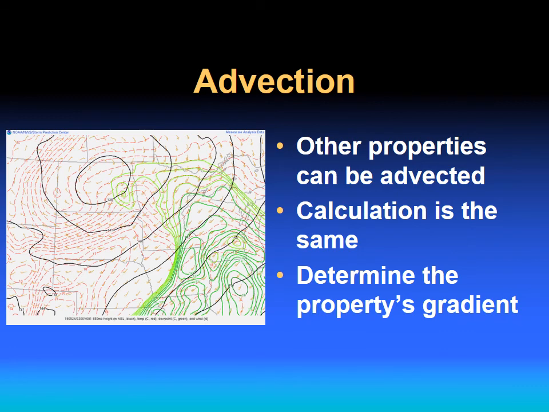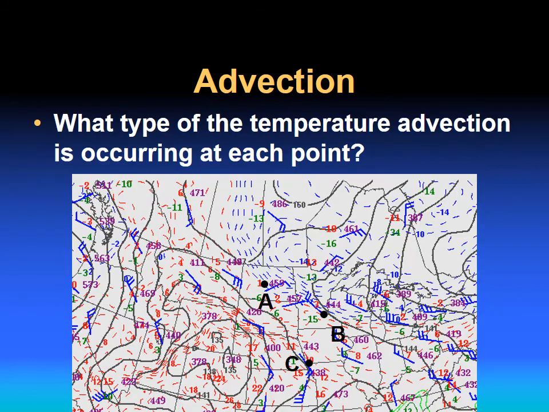So you could use advection. We were doing advection. You can use this for temperature, but you can use it for moisture. You could do it for a lot of different things. All you need to do is figure out the gradient and then look at the wind and which way the wind is blowing. Here's an example of advection, temperature advection. We've got 3 different points, A, B, and C, and they're located 3 different places, winds blowing differently at each location. One type of temperature advection is occurring at these 3 different locations.